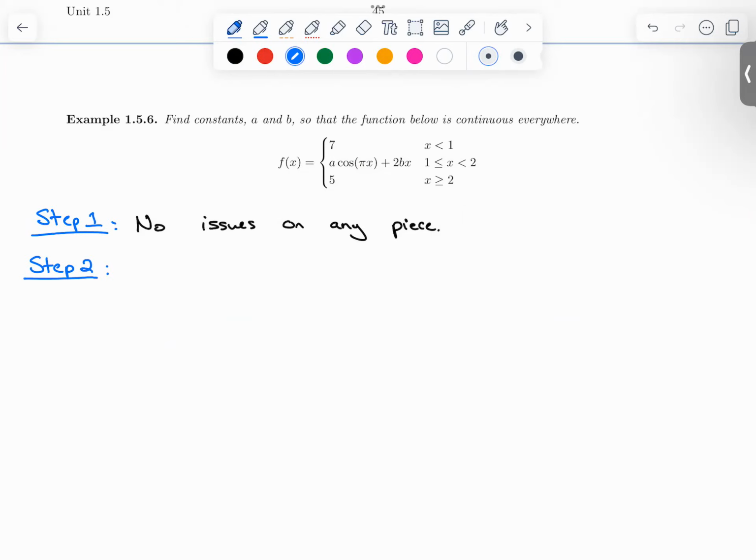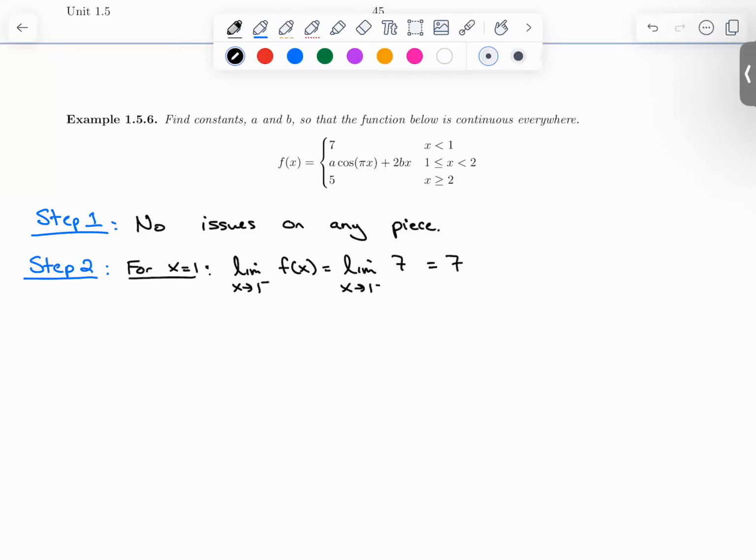And for x equals 1, we'll do the left and the right hand limits. The limit as x approaches 1 from the left of f of x is going to be the limit as x approaches 1 from the left of 7, which will be 7.